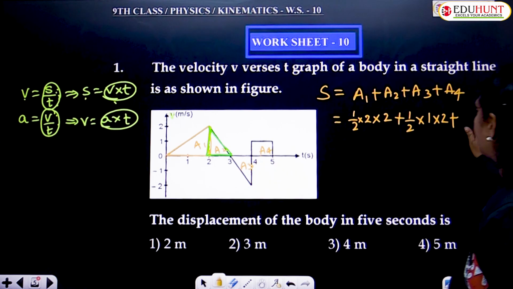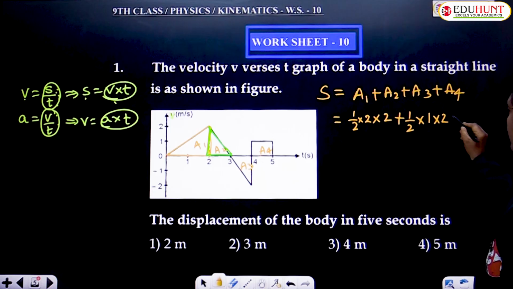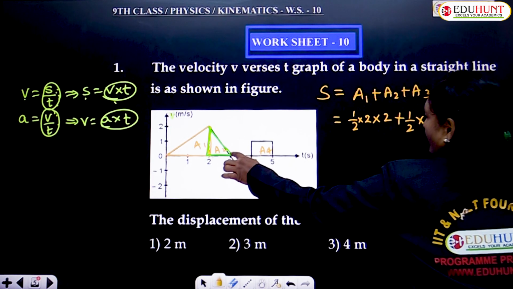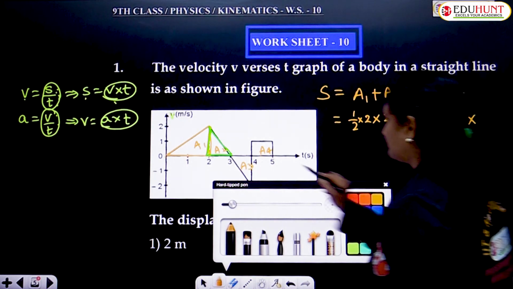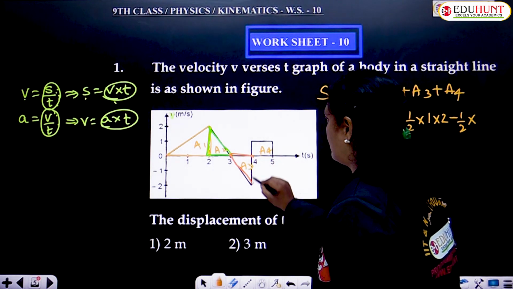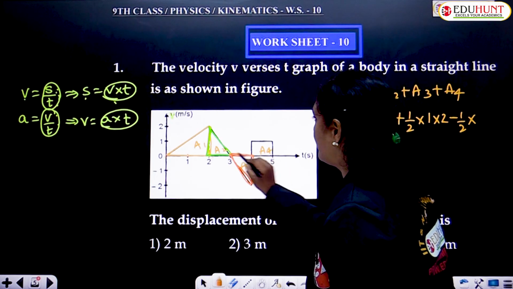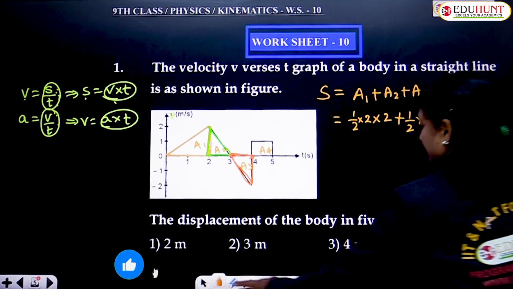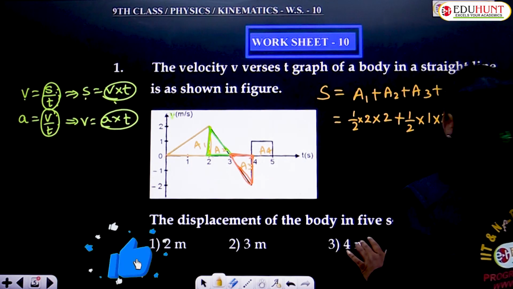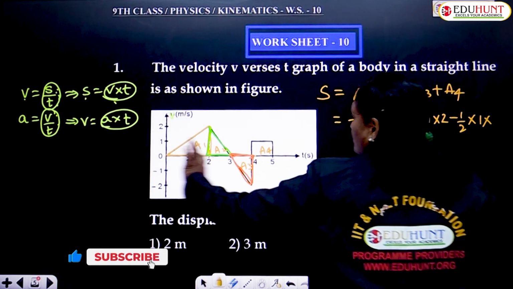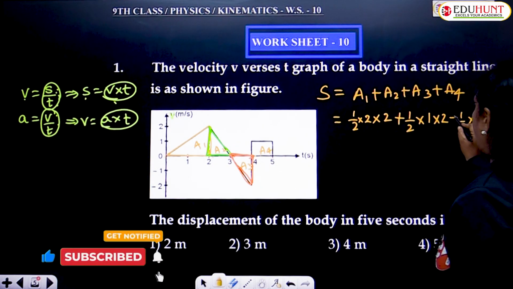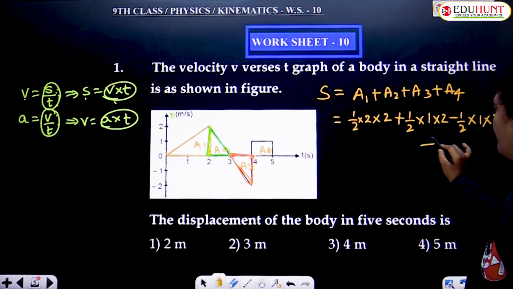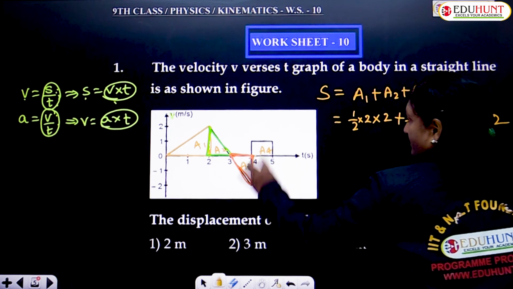This portion, you have to take minus, as it is down, minus half base. What is the base of this triangle, children? This region, this area, from here to here is the base of the triangle, that is 3 to 4, which is 1 second. So that is 1 into the height of this triangle. From here to here it is 2. Because I already considered minus here, there is no need to keep minus 2 again. Simply 2, plus this value, the final value, that is area 4.